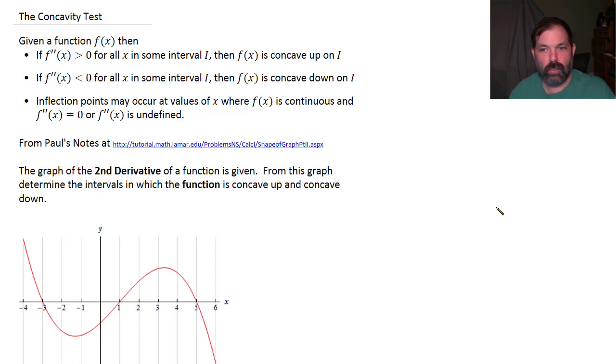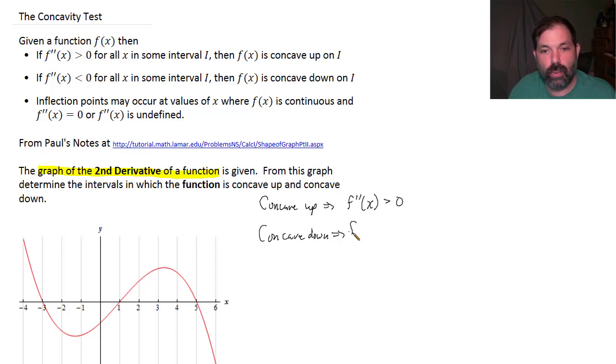All right, so now here's another problem from Paul's notes. Here we are told the graph of the second derivative is given, so we've got to be very careful. This is the graph of the second derivative of a function. From this graph, determine the intervals on which the function is concave up and concave down. Remember, concave up means that the second derivative is positive. Concave down means that the second derivative is negative on an interval.